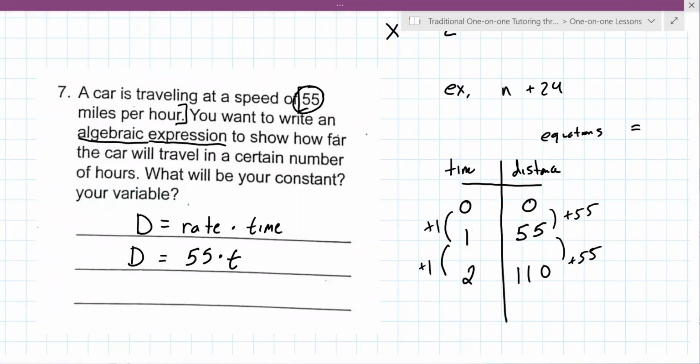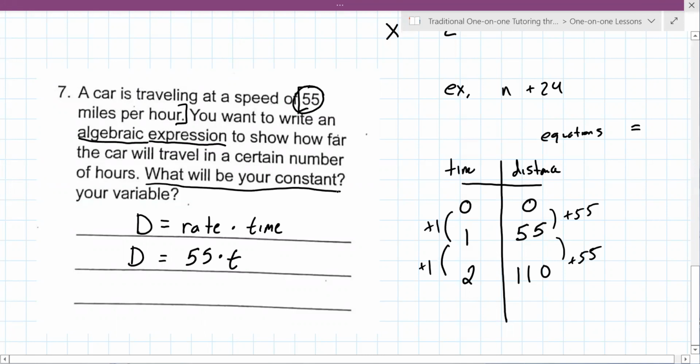So I guess I don't know how to answer this because there is no constant. But we could say that your variable is time. Maybe they mean that your constant is the rate. I'm not sure, actually. The question isn't written very well. Okay.